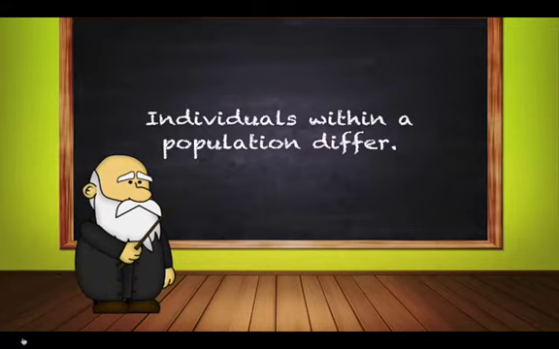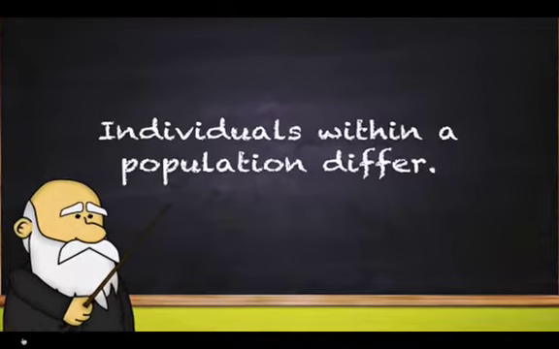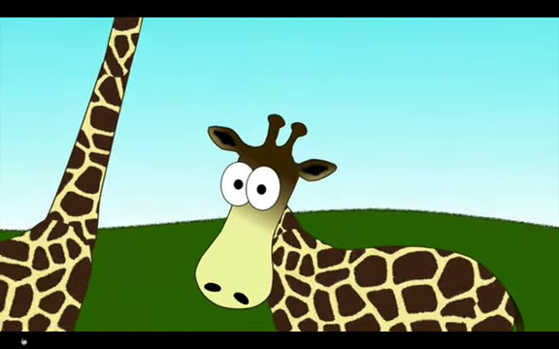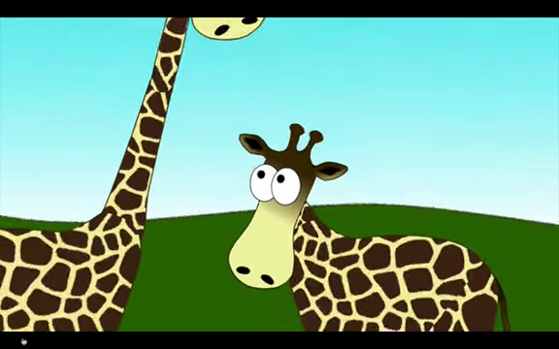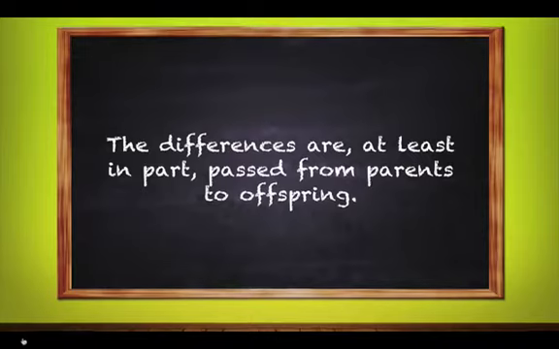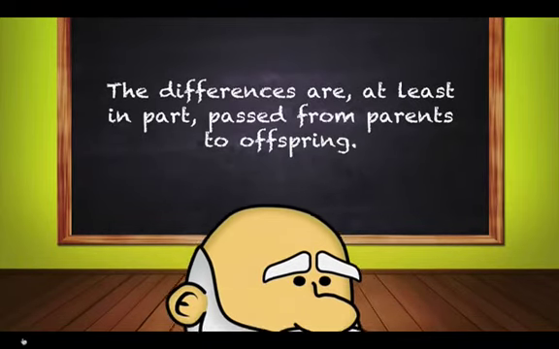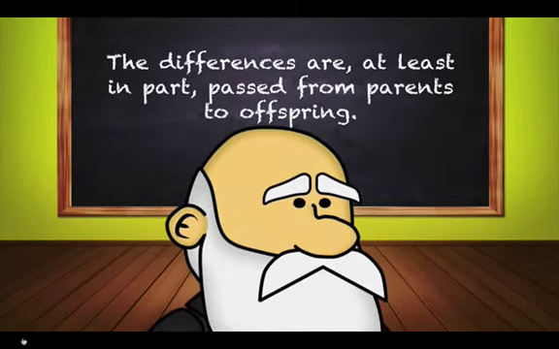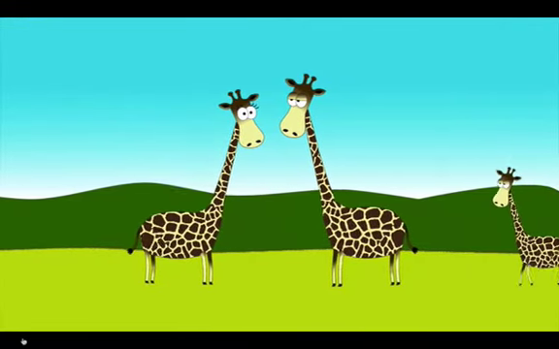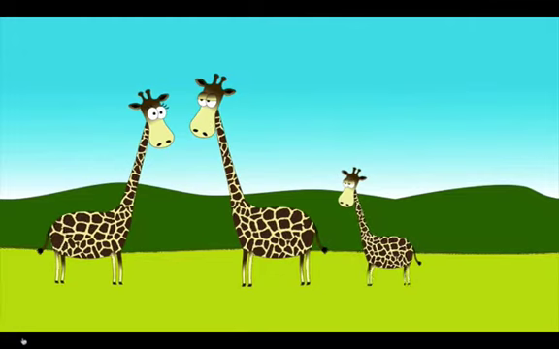Condition number 1. Individuals within a population differ. There are features that differ within populations of the same animal. In our case, the feature that varies between our giraffes is neck length. Some giraffes were born with long necks, some were born with short necks. Condition number 2. The differences are, at least in part, passed from parents to offspring. Darwin's descent with modification is the idea that offspring are fairly similar to their parents, with some genetic differences.